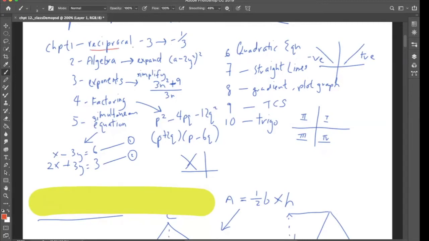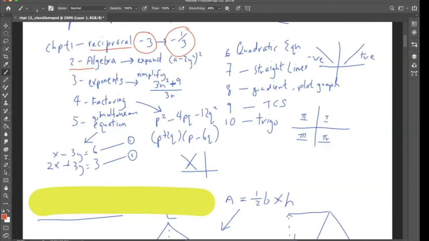Reciprocal. You all still remember what's reciprocal? For example, -3, reciprocal of -3 is what? -1/3. Then chapter 2, we did algebra, where we did questions like (a minus 2y squared) and the whole thing squared, then you have to expand it. And then the exponent, for example, you have 3n squared plus 9 over 3n, then we have to simplify.